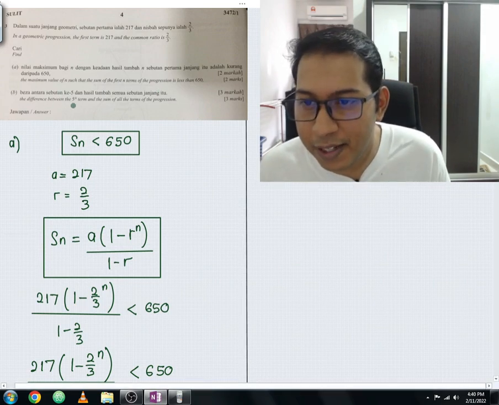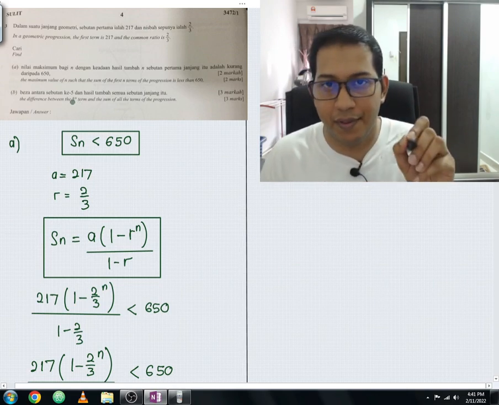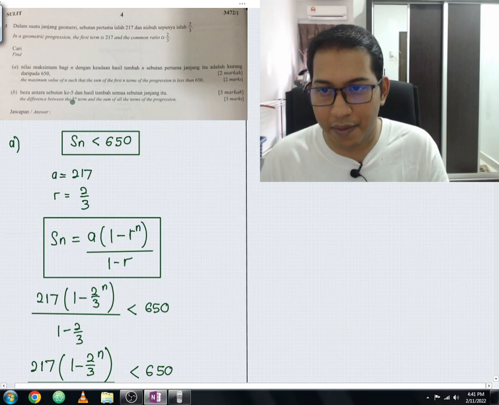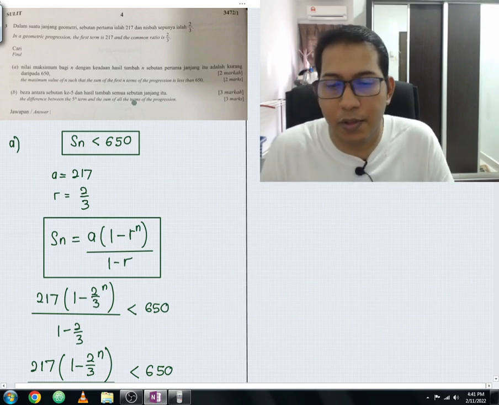So the difference between the fifth term means in this case T5, not S5, it is T5. And then read the statement over here: sum of all the terms of the progression.